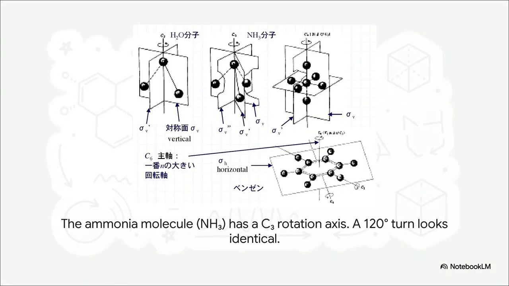Let's take a look at the ammonia molecule right in the center of this diagram. Just ignore the others for a second. See that axis going straight through the nitrogen atom in the middle? If you rotate that whole molecule 120 degrees around that axis, boom, the three hydrogens perfectly swap places. The molecule looks identical. That's what we call a C3 axis of rotation.